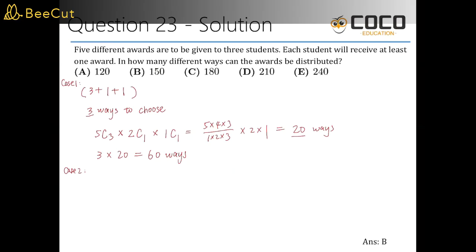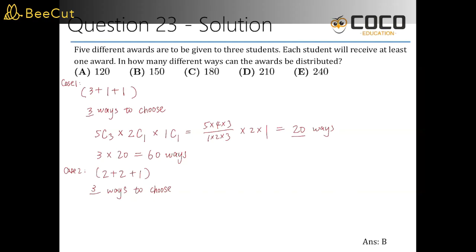Now we look at case 2. Case 2 is one student received 2 awards, then another student received 2 awards, and one student received 1 award. So there will be 3 ways to decide who received 1 award. It can be either A, B, or C. So also 3 ways to choose.